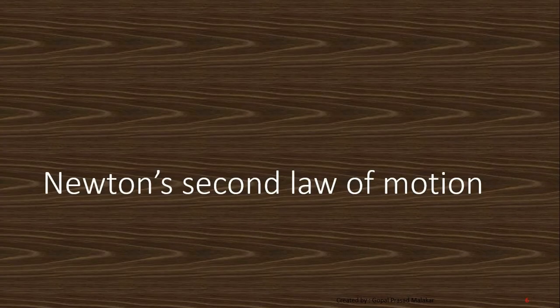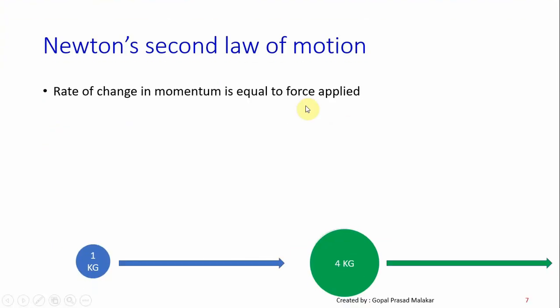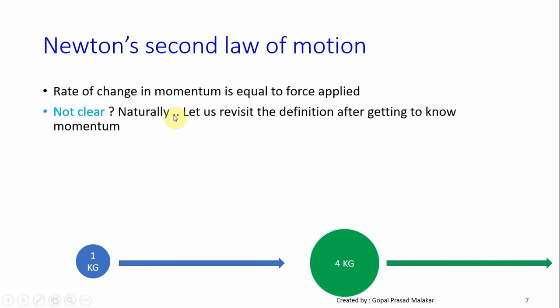Now let's go to Newton's second law of motion. Newton's second law of motion says the rate of change in momentum is equal to the force applied. I am reasonably sure that it is not clear. To understand this better, we'll have to understand several things like momentum. So let's first understand momentum and everything, and then we'll come back to this definition once again.